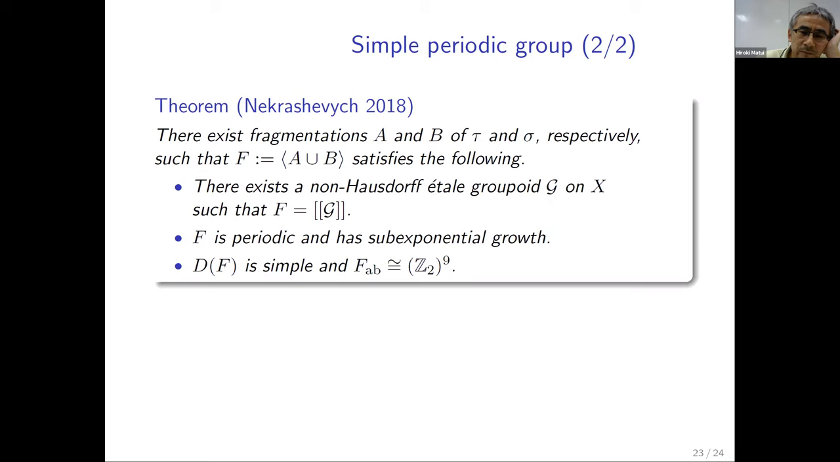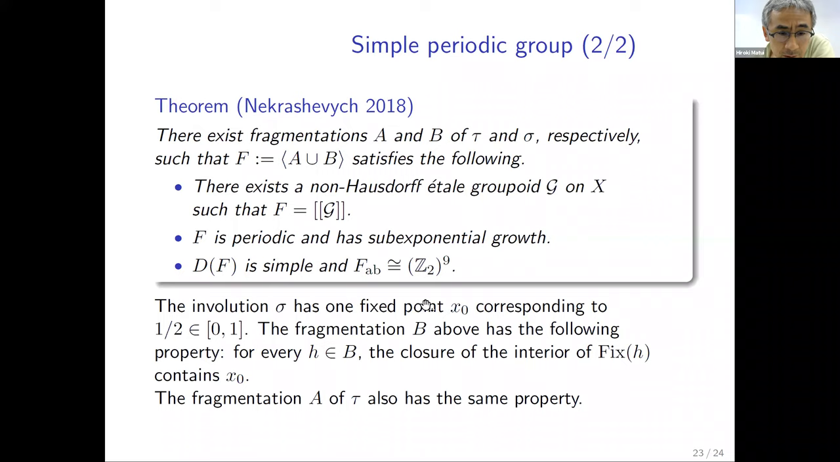So it's a very interesting example of topological full groups. The involution sigma, which was given by 1 minus x, has one fixed point x0 corresponding to 1/2 of the interval. And the fragmentation B above has the following property. For every h in B, the closure of the interior of the fixed point set of h contains x0. Okay, it contains x0 in its interior.